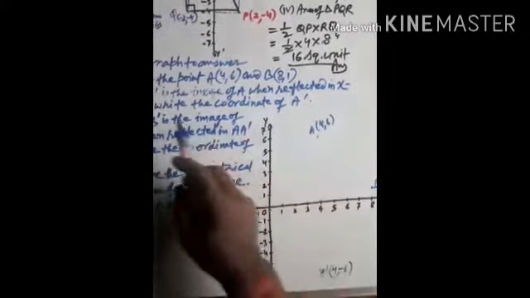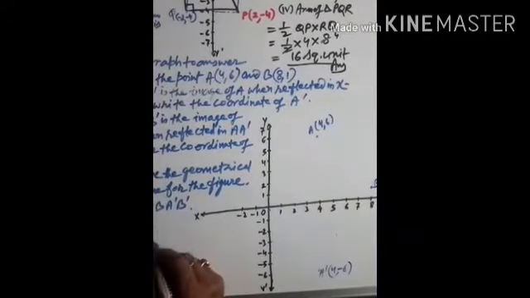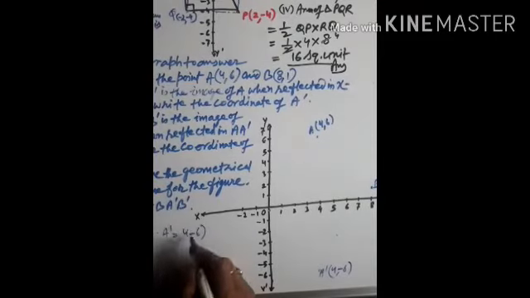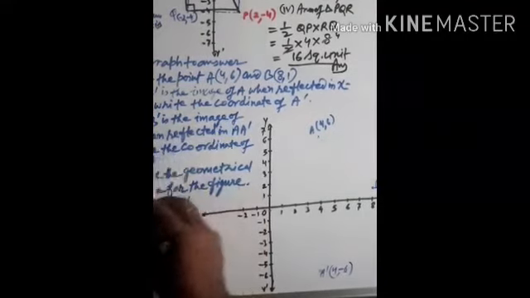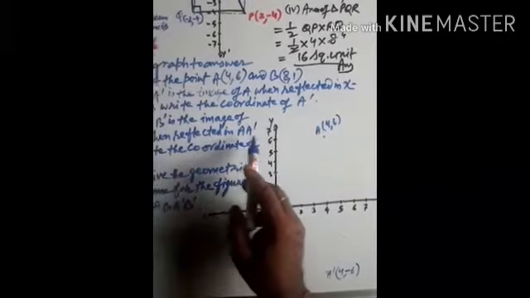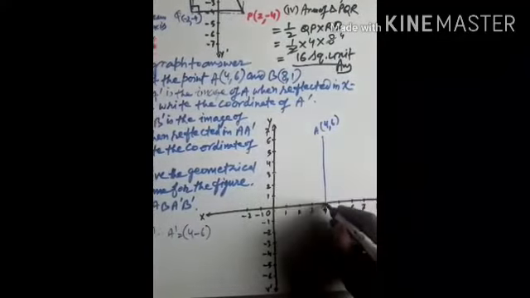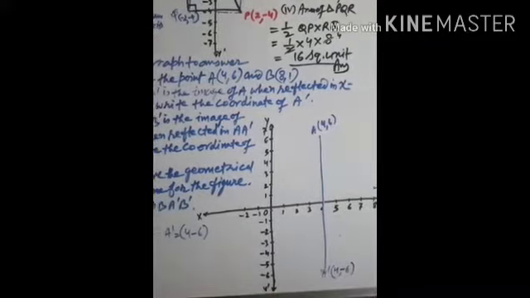Then write the coordinates of A dash. This is the second part. Coordinates of A dash are (4, -6). This is your answer. Then B dash is the image of B reflected in the line A dash. Now you see where A dash is. A dash is here. You draw the line A dash.